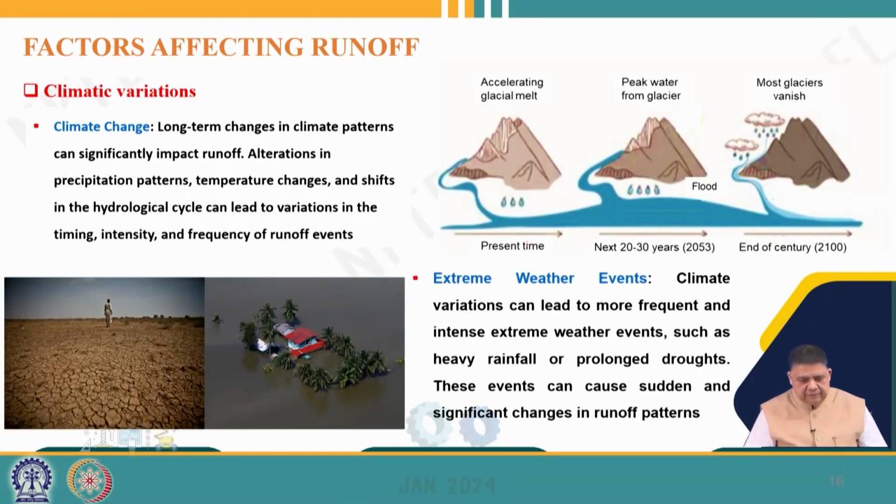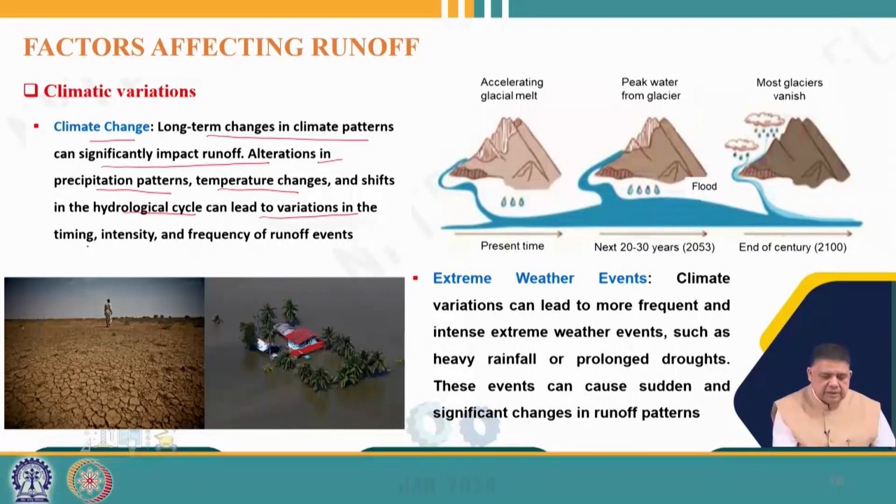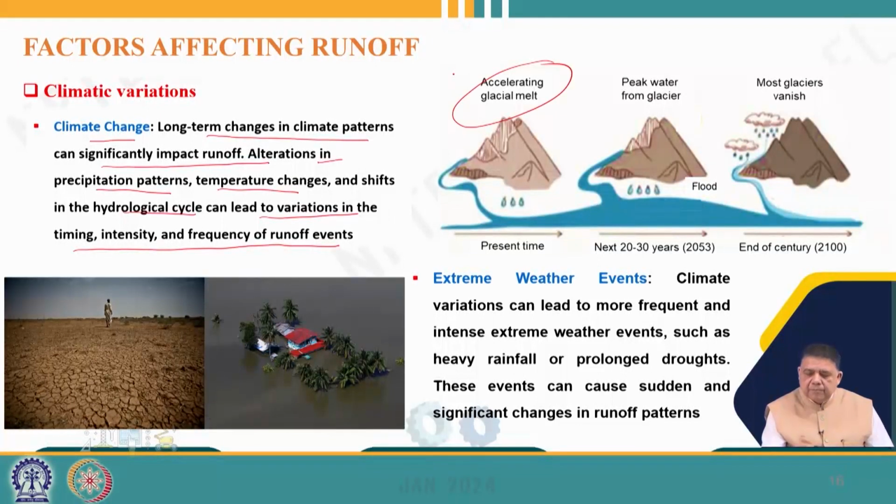Then of course, the climatic variations. Climate change, that is long term changes in climate patterns, can significantly affect runoff. Alterations in precipitation pattern, temperature changes, and shifts in hydrological cycles can lead to variation in the timing, intensity and frequency of runoff events. So, obviously, as we saw, if temperature is higher, evaporation will be higher, so the runoff from rainfall will be lower, but at the same time if temperature is higher, the glacier melt will be much higher, and that means the runoff will be coming frequently into the stream.